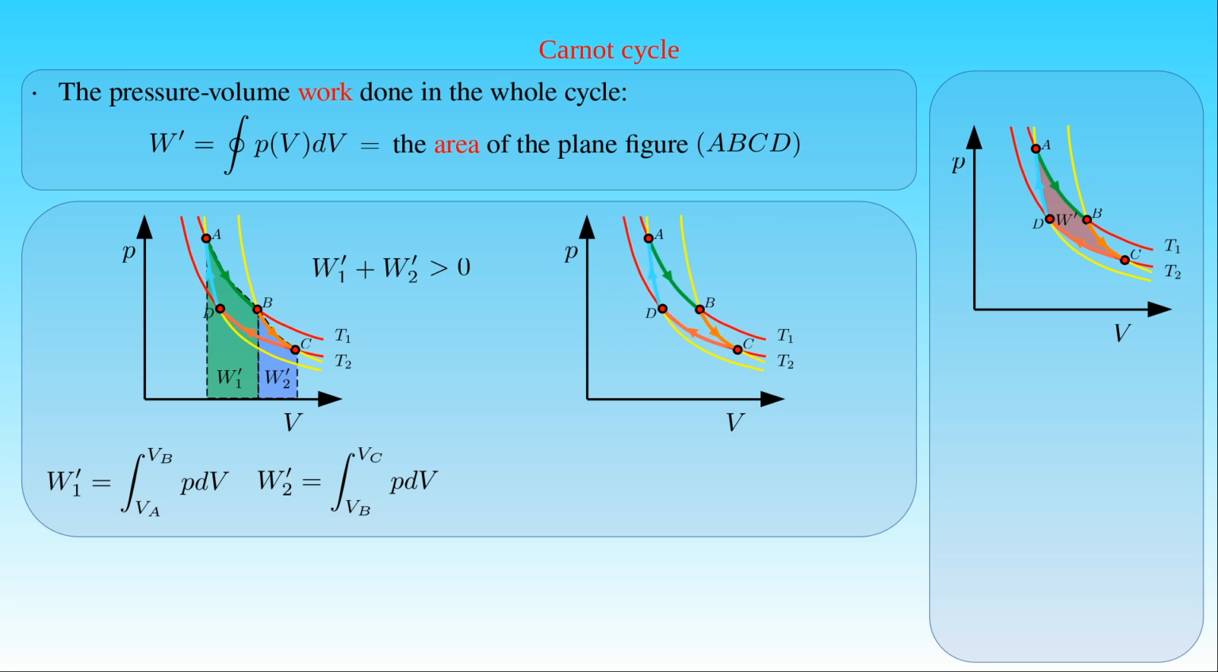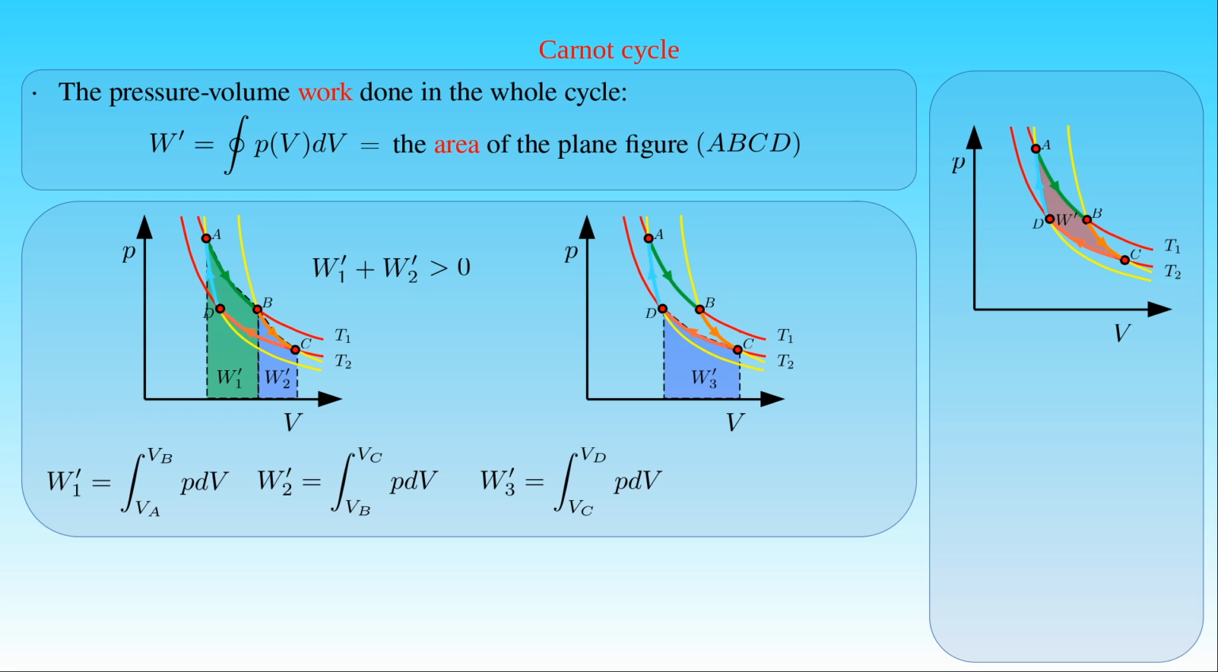In the third process represented by the curve connecting the points C and D in the pressure-volume diagram, the work W'3 done by the system is equal to the integral of the pressure P with respect to the volume V from the initial volume VC of the system to its final volume VD. This integral is equal to the blue area of the plane figure under the curve connecting the points C and D.